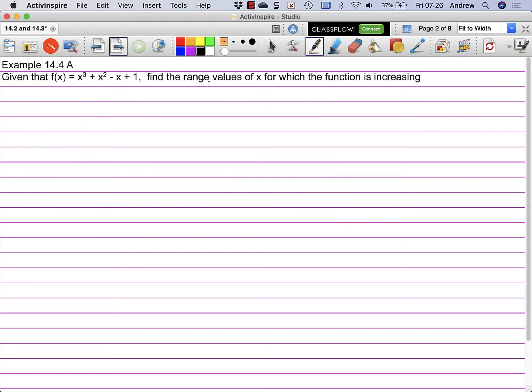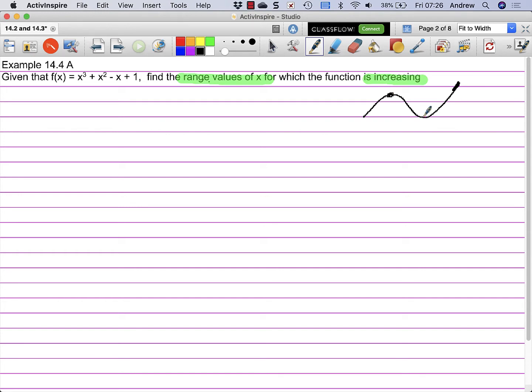Going on to the next one, it says find the range of values of x for which this function is increasing. So once again, it's a cubic equation. It's a positive cubic equation, which means if it's positive, it ends up going in the positive direction at the end. And we're looking for the range of values where this function is increasing.